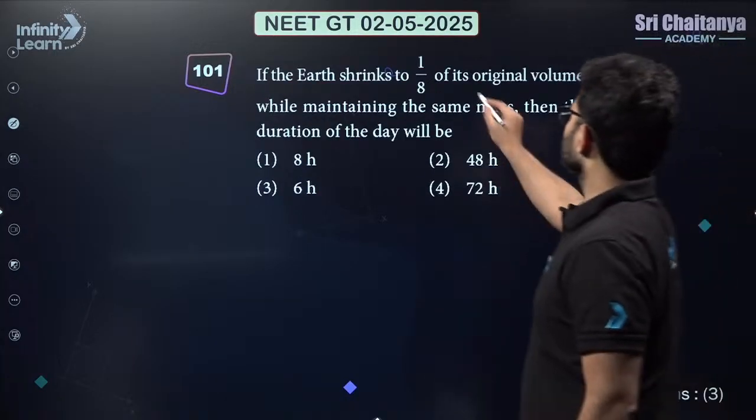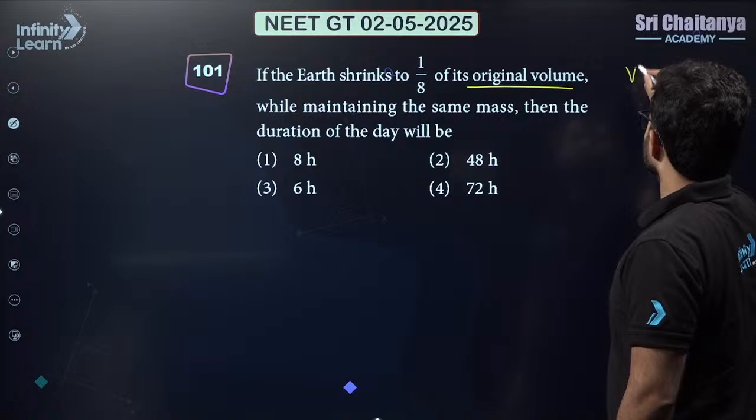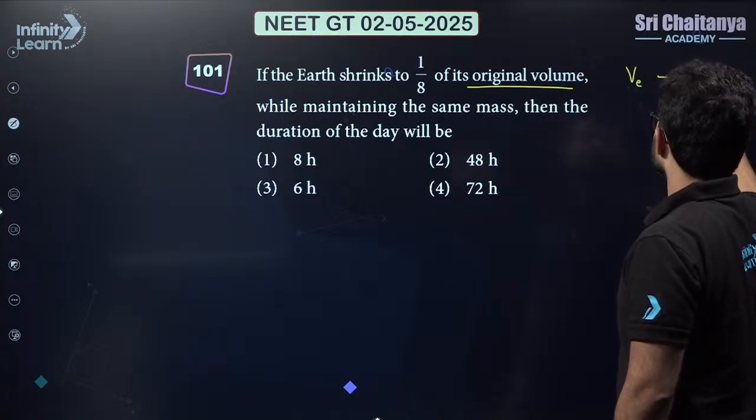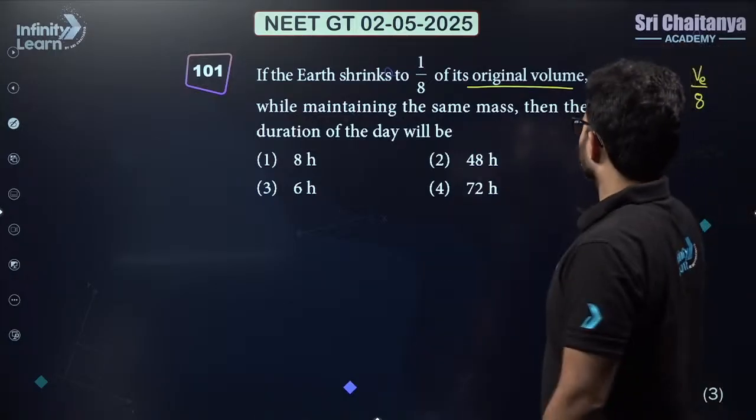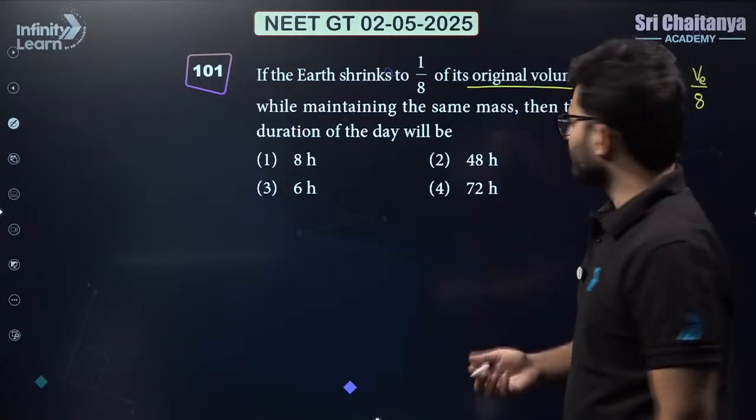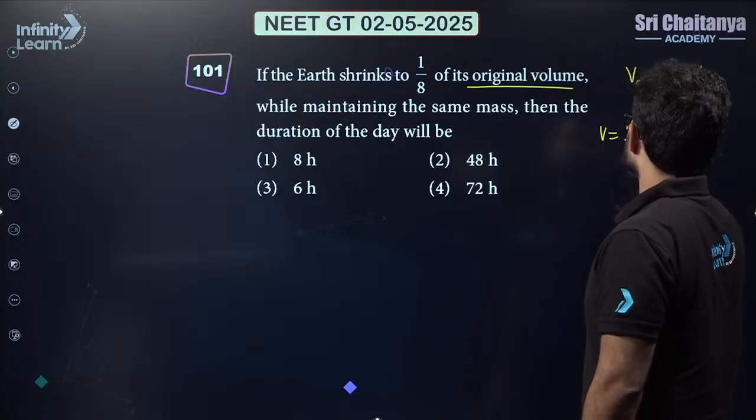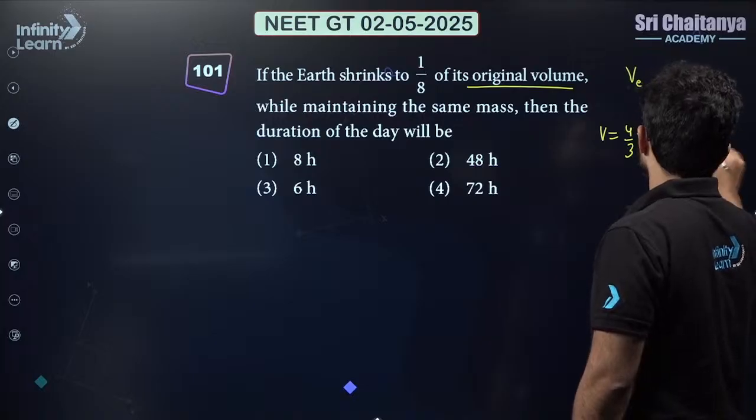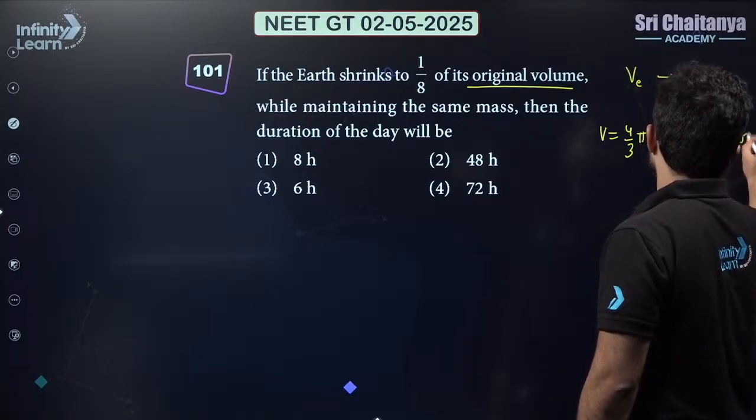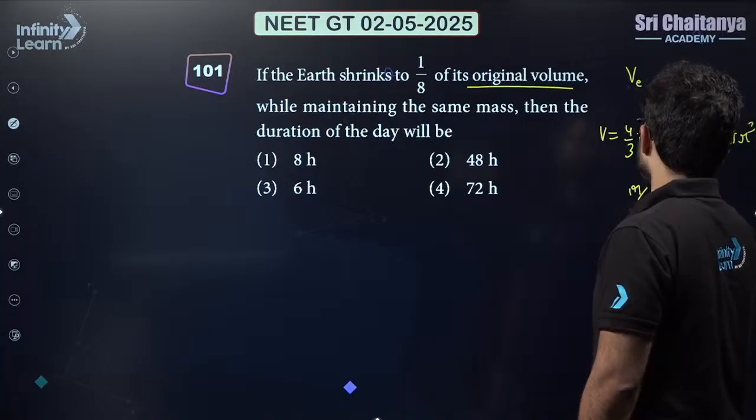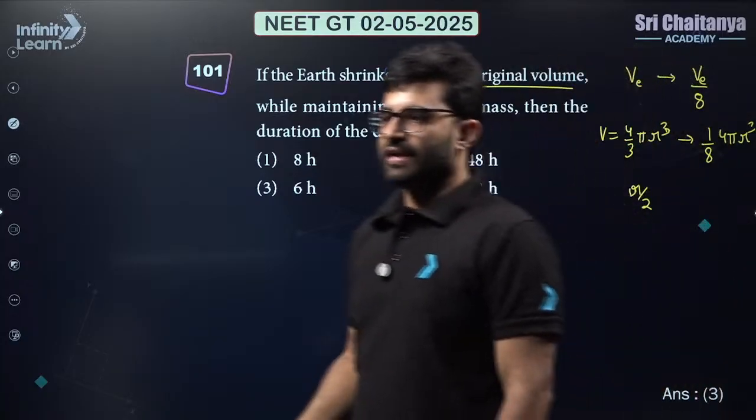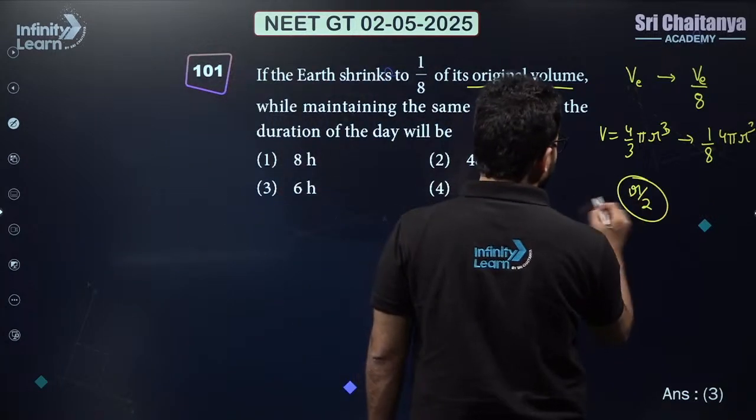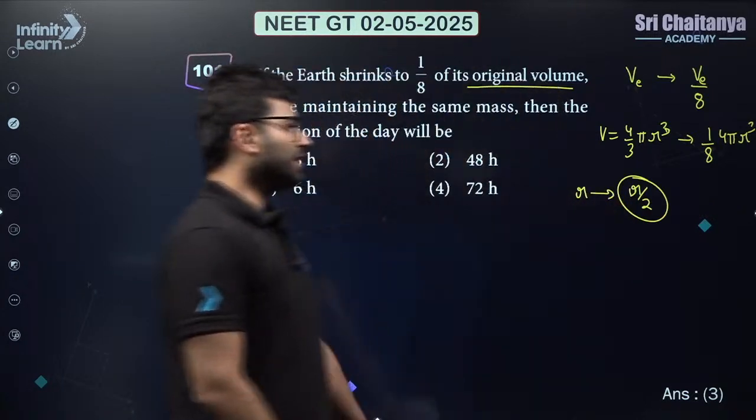Earth shrinks to 1 by 8th of its original volume, right? So let's say this was the volume earlier. Now it has shrunk to VE by 8, 1 by 8th, right? So how would the radius have changed? Volume is given by 4 by 3 pi r cube. Now it has become 1 by 8 times of this, which means that the radius would have become half. Then only it can become 1 by 8, because of the r cube there. So r has changed to r by 2.